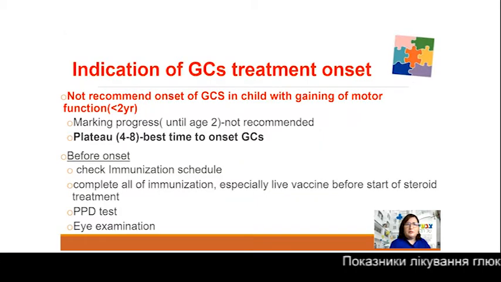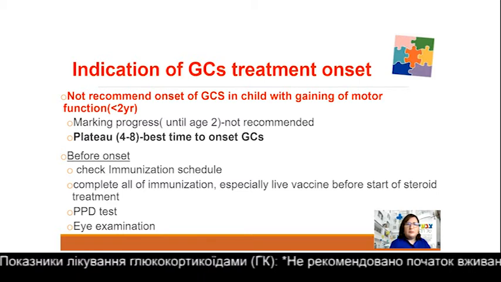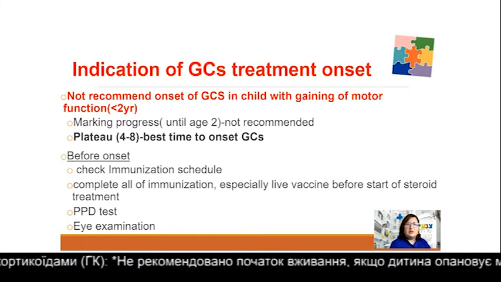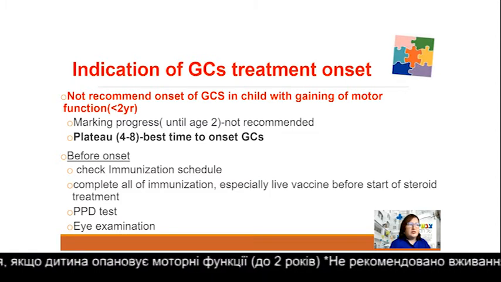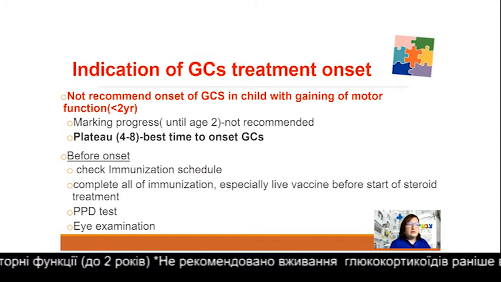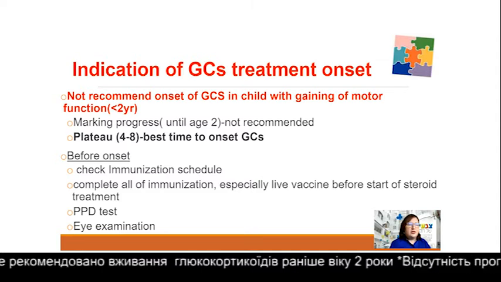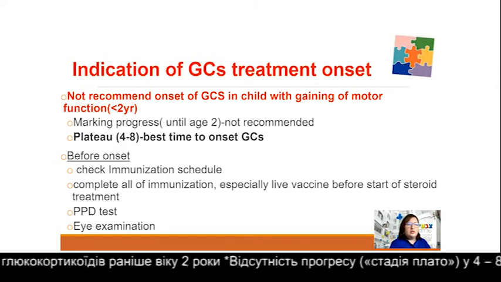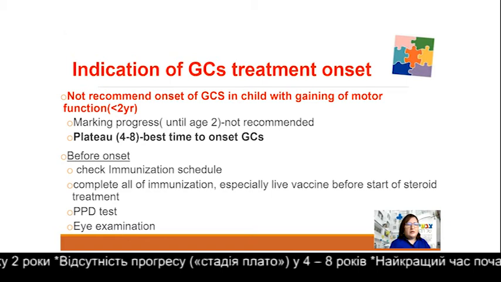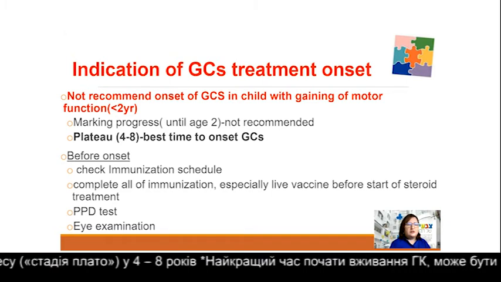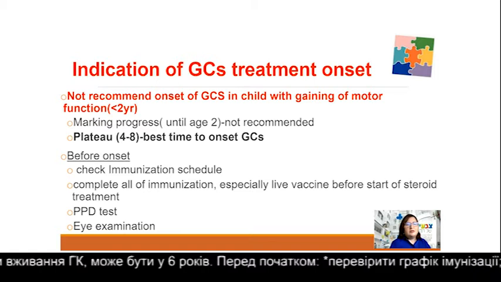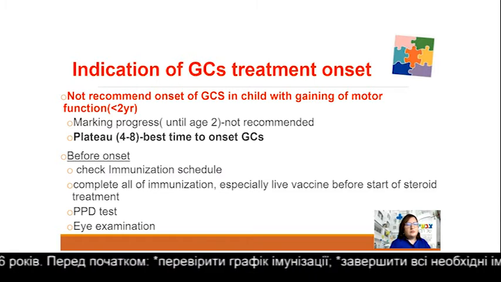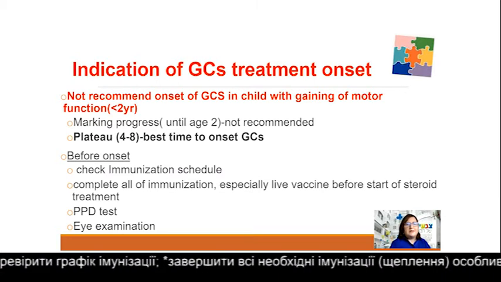What are the indications for glucocorticoid treatment? Glucocorticoids are not recommended if you see motor gain and function in children. It's not recommended to start treatment before age 2. We can see a plateau of motor function in children with DMD at age 4 to 8, and it's the best time to stop glucocorticoid. It might be at age 6.